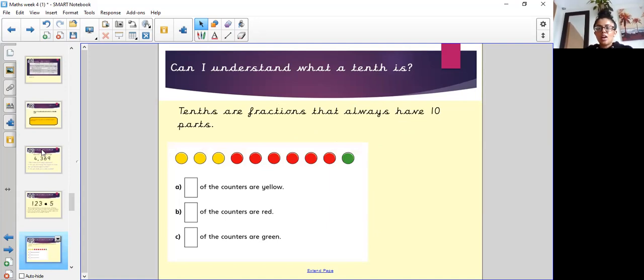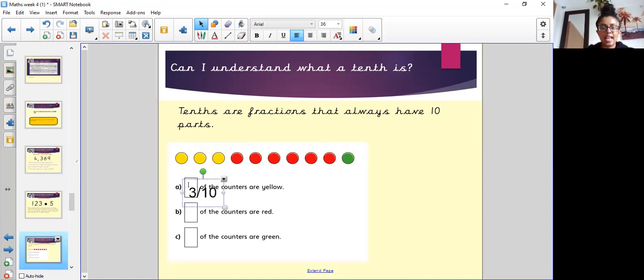Okay, let's see how this works out into our fractions. So tenths are fractions that always have 10 parts. So if we look on our screen, we have 10 counters. 1, 2, 3, 4, 5, 6, 7, 8, 9, 10. We've got 10 counters. So let's find out what the fractions are for each of these counters. So we've got 10 and we've got how many of the counters are yellow? So 1, 2, 3. So we know that 3/10 of the counters are yellow.